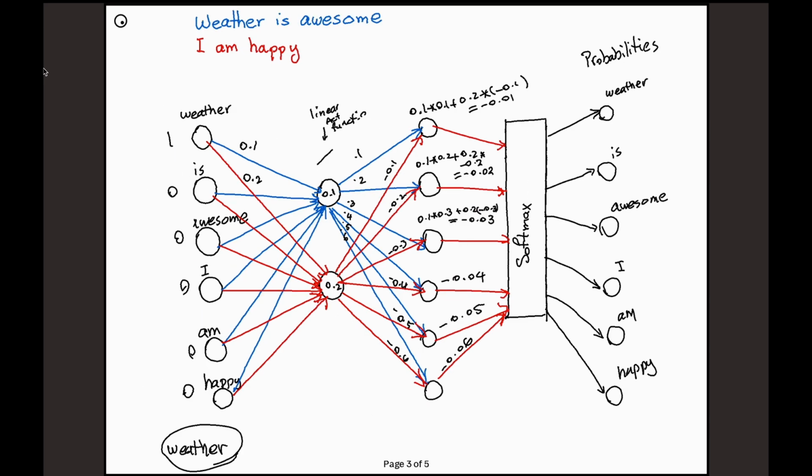This is the same thing as we had before. So here 0.1 multiplied by 1, so this node gets 0.1.